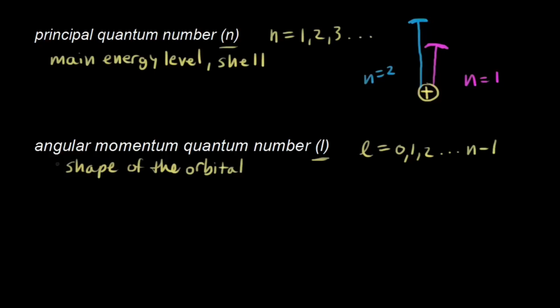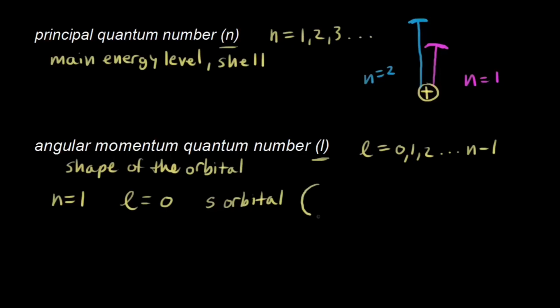For example, let's talk about the first main energy level, or the first shell. So n is equal to 1. There's only one possible value you could get for the angular momentum quantum number l. n minus 1 is equal to 0. So that's the only allowed value of l. When l is equal to 0, we call this an s orbital. And the shape of an s orbital is a sphere.